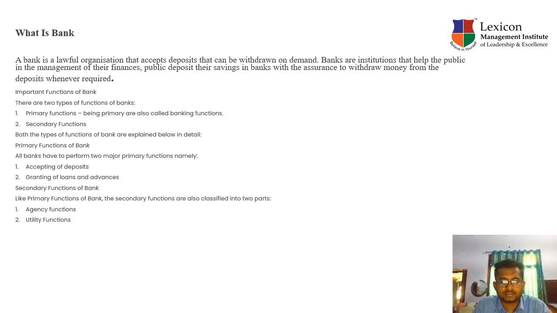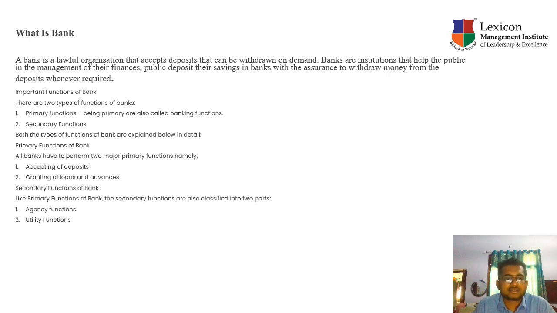So, friends, let's know what accepting deposits is. Accepting deposits means banks have saving deposits, fixed deposits, and current deposits. These all come under accepting deposits. Now let's see the second primary function of banks, granting of loans and advances. It means the bank gives facilities of bank overdraft, cash credits, loans, discounting, and bills of exchange. So these are the main primary functions of banks.